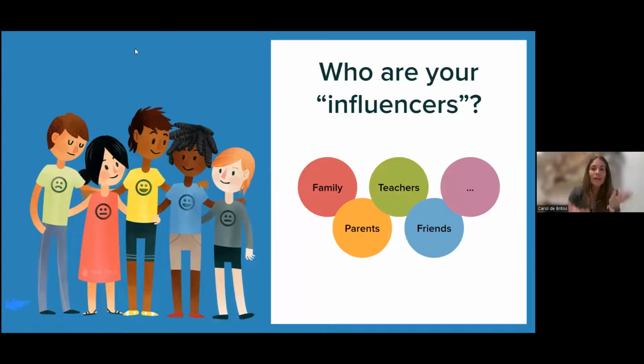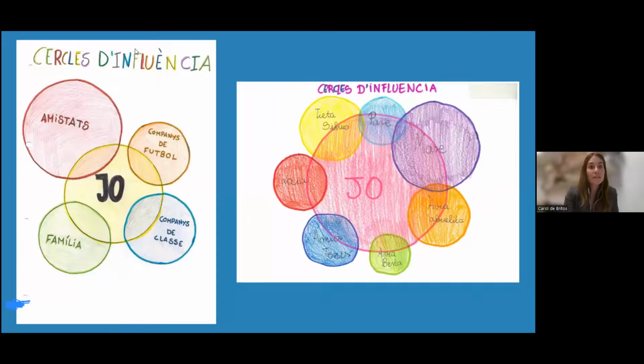And we compare this real influence with the other types of influence. And here they mention the family, the teachers, the parents, the friends, the soccer trainers, whoever, okay? And here you have some examples of what they may draw. The larger the bubble, the more influence that person or that group of people has on the kid, and the closer they are also too.